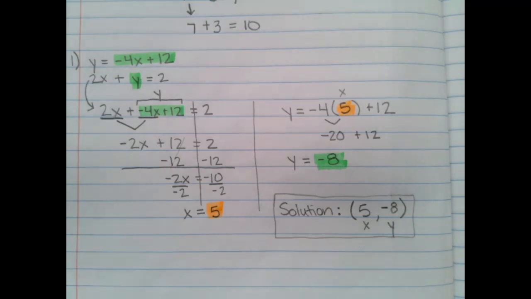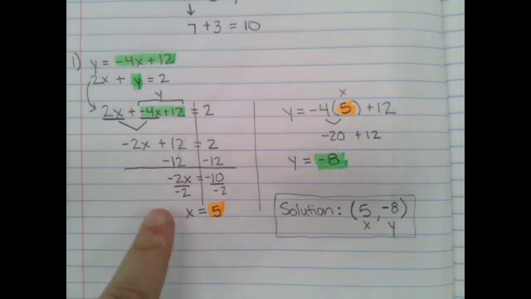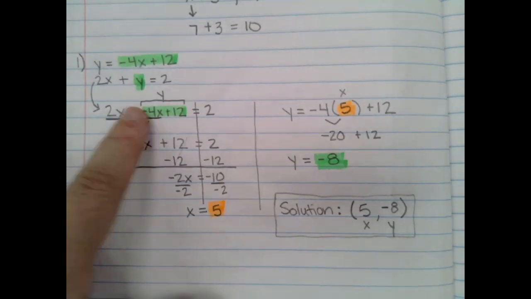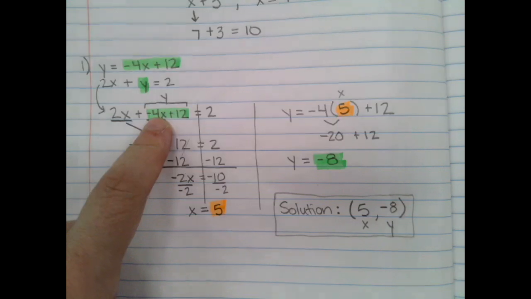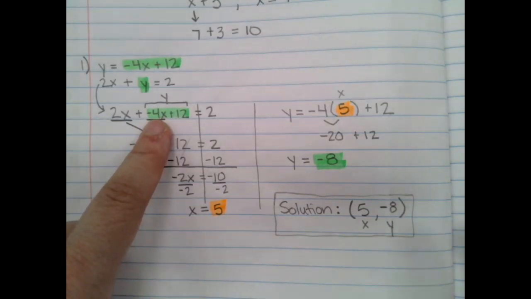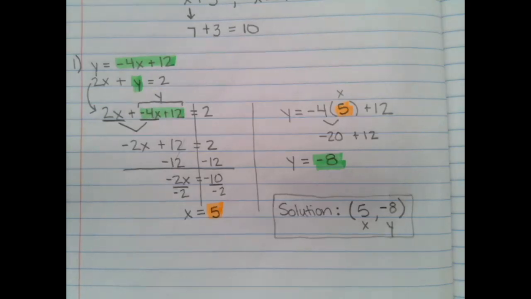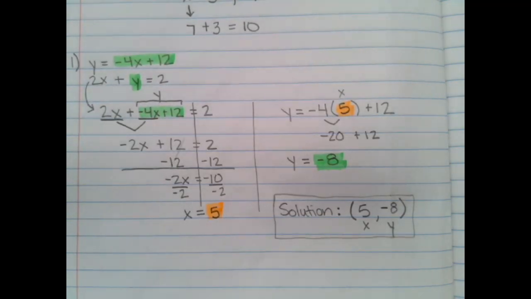So how many times did we substitute? How many times did we switch something out? What did we switch out first? We switched out the y. And then what did we switch out in the second part? The x. So we actually end up substituting twice. Tomorrow we're going to substitute 3 times. Today we're just substituting twice.